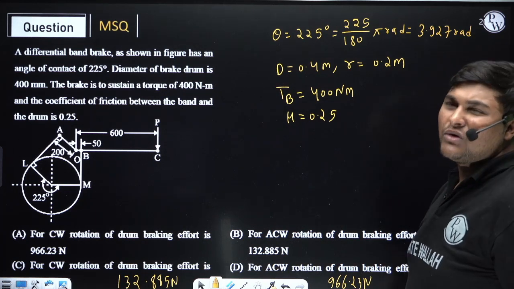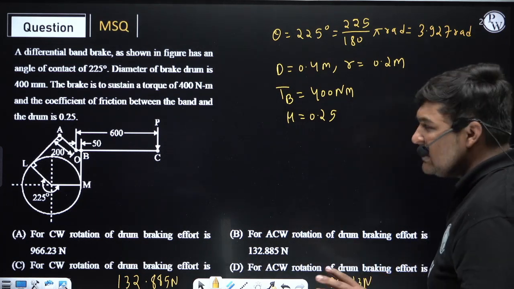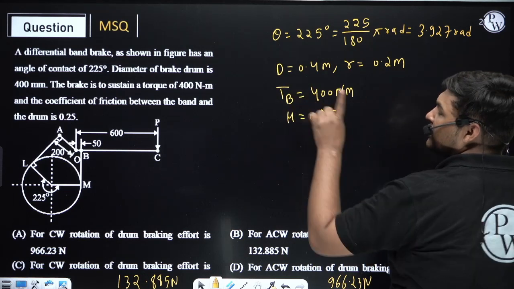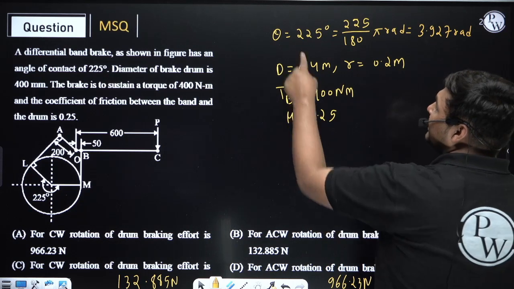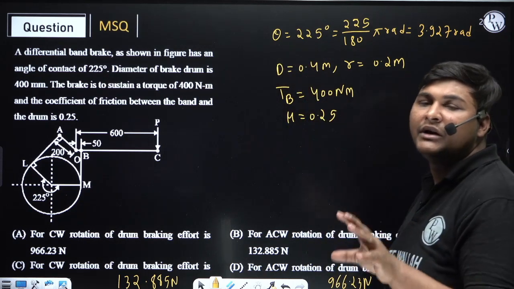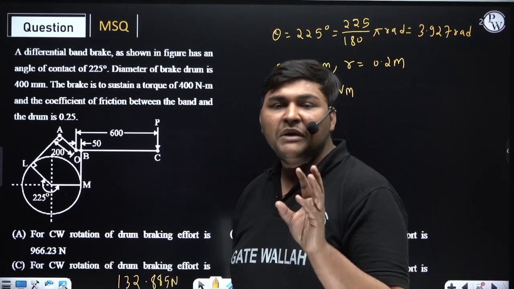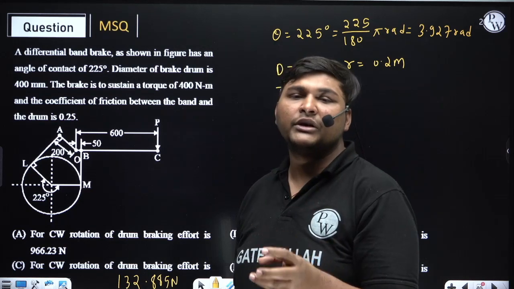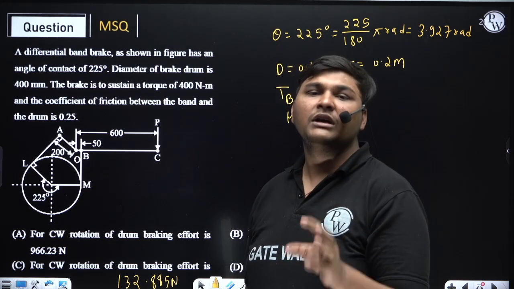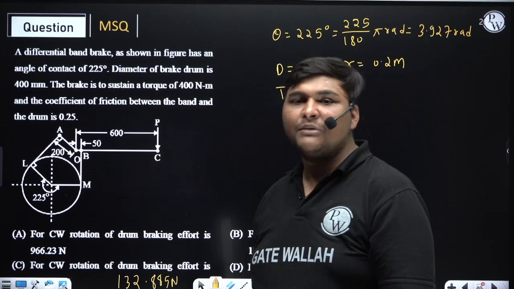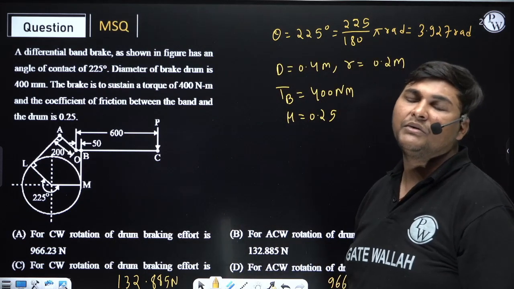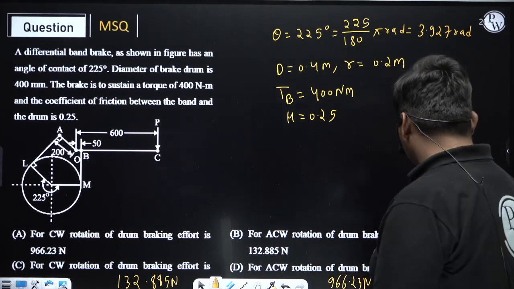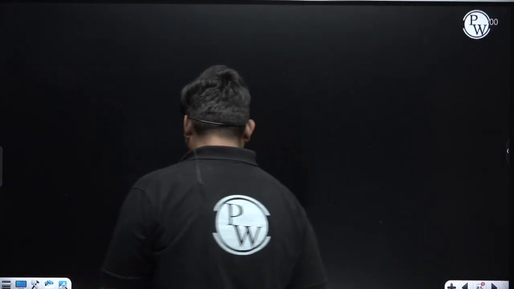But whatever the rotation of the drum, whether clockwise or anti-clockwise, since the braking torque is fixed, the relation between T1 and T2 will be fixed. Since mu and theta are also fixed, another relation between T1 and T2 will also be fixed. So whether the drum is rotating clockwise or anti-clockwise, the values of T1 and T2 will remain the same. So first we will find the values of T1 and T2.